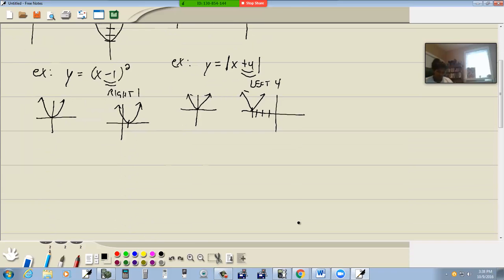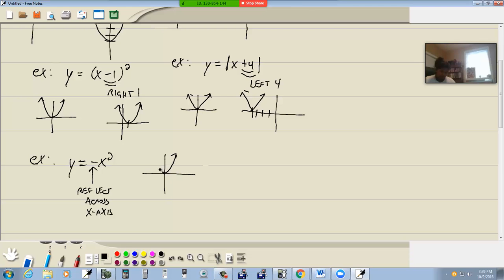Now let's talk about reflections. We got y is equal to negative x squared. Now this particular one occurs whenever you have a negative out in front. What does that mean, out in front? Well, out in front of the x squared, in front of the absolute value, in front of the square root, or whatever. This is going to reflect across the x-axis. So that's going to reflect across the x-axis.